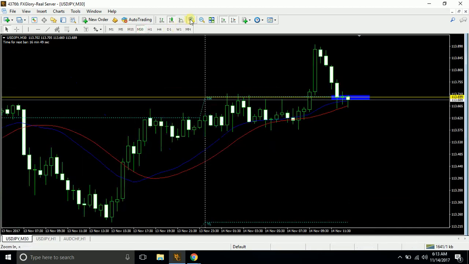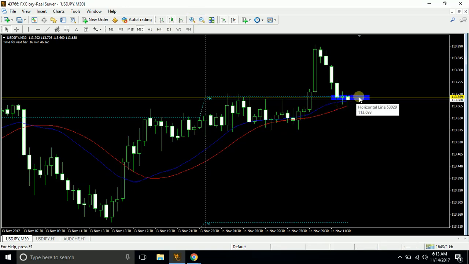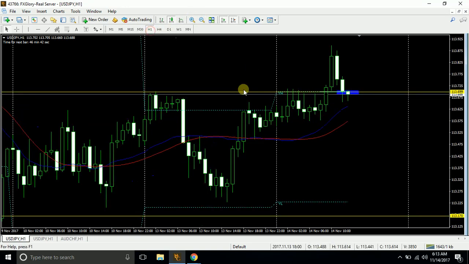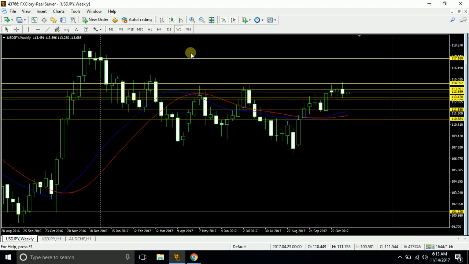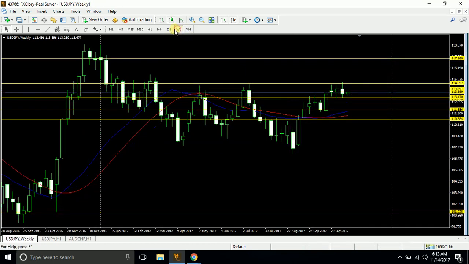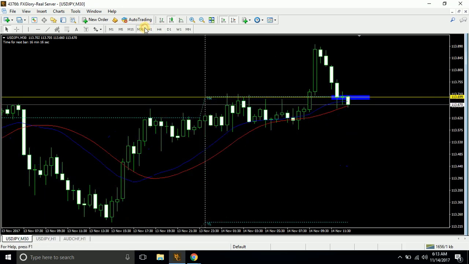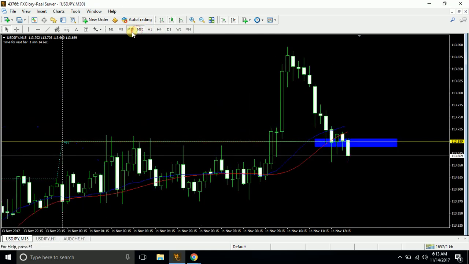Here on the 30-minute chart, we have weight pushing price up, but we know we're at a level of resistance. And here on the monthly, we see a down. So on the monthly overall long term, we're going down. We're just retracing on the weekly, daily, hour 4, hour 1, 30, and the 15-minute.